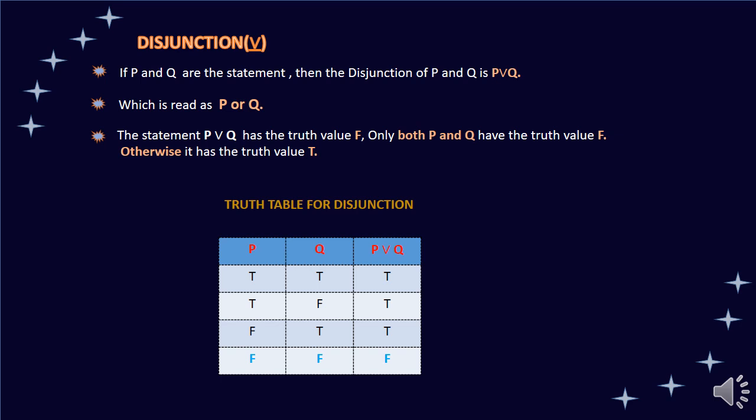The truth table for disjunction. The first column is P, the second column is Q, the third column is P or Q. By the definition of disjunction, when both P and Q have the truth value false, the result is false. Otherwise, we have the truth value true.